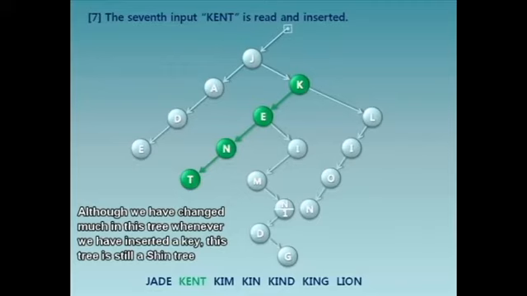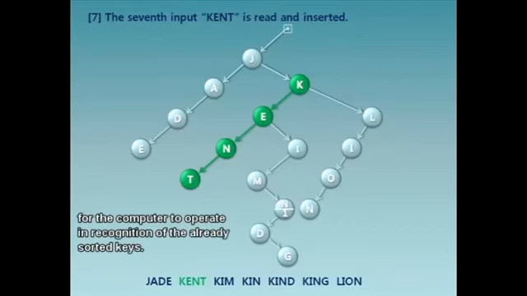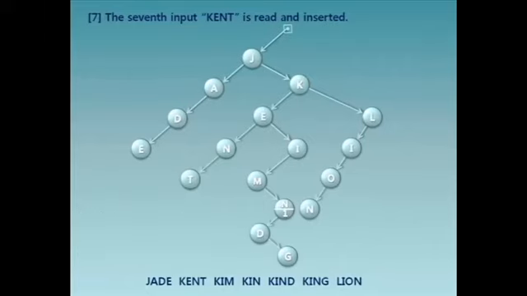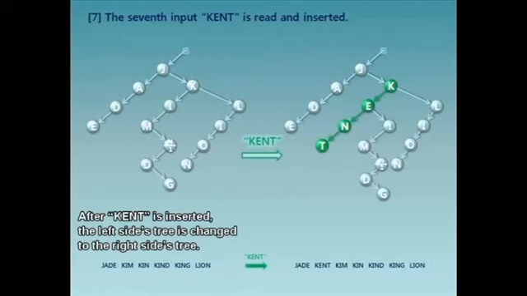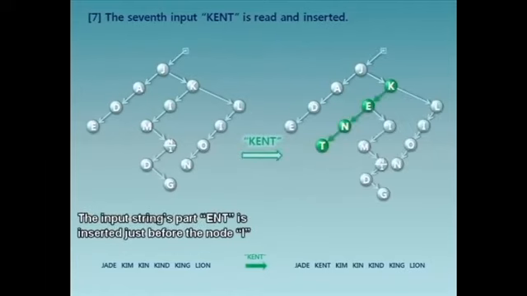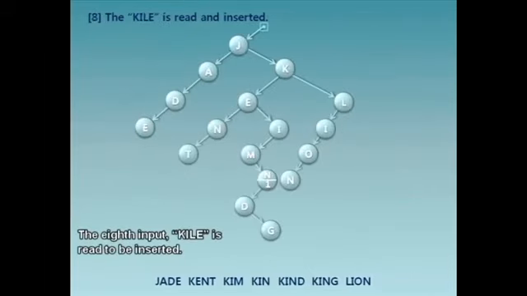Although we have changed much in this tree whenever we have inserted a key, this tree is still a Shin tree because we abide by the definition of the Shin tree for the computer to operate in recognition of the already sorted keys. After cant is inserted, the left side tree is changed to the right side tree. The input string part e and t is inserted just before the node i because the second character e is smaller than i. The eighth input, cow, is read to be inserted.